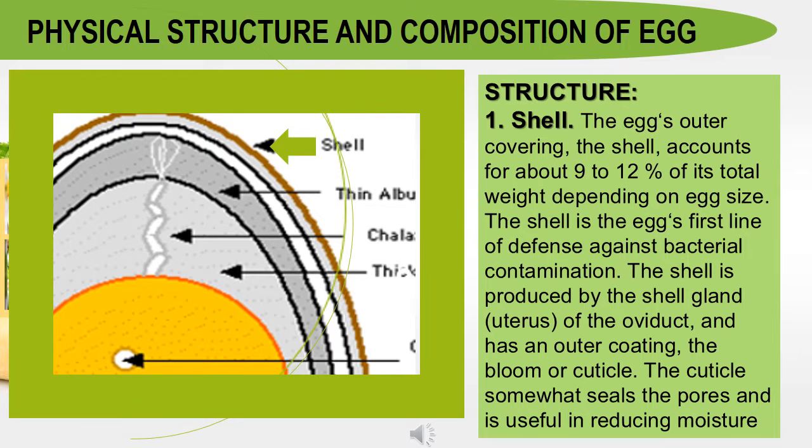First is the shell. The egg's outer covering, the shell, accounts for about 9 to 12% of its total weight depending on egg size. The shell is the egg's first line of defense against bacterial contamination. The shell is produced by the shell gland or the uterus of the oviduct and has an outer coating, the bloom or cuticle. The cuticle somewhat seals the pores and is useful in reducing moisture loss.